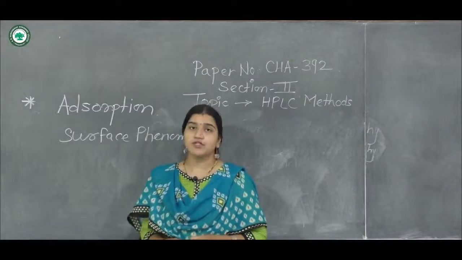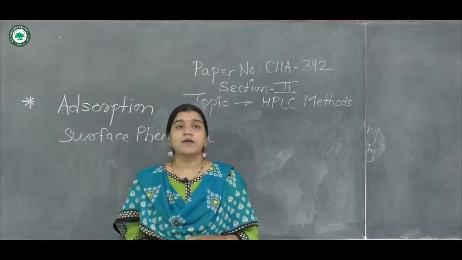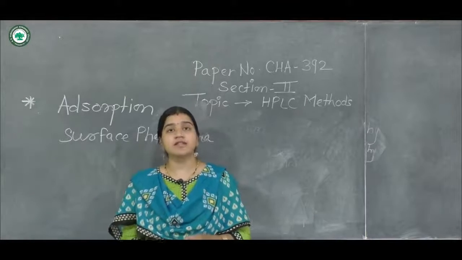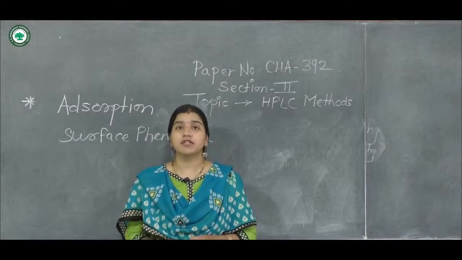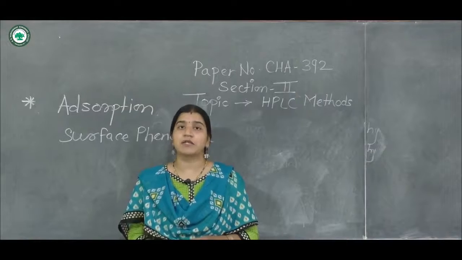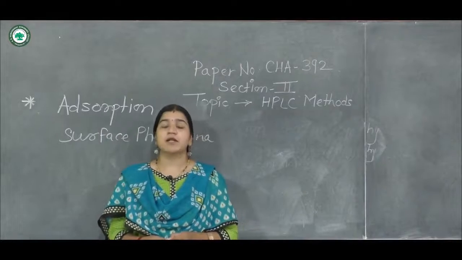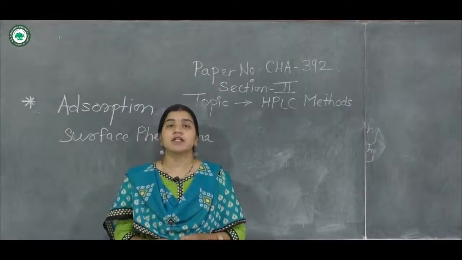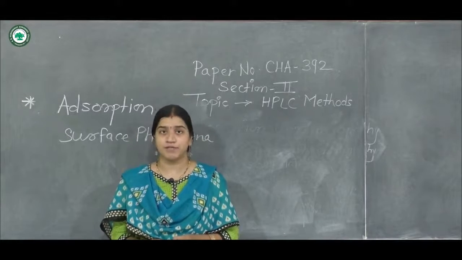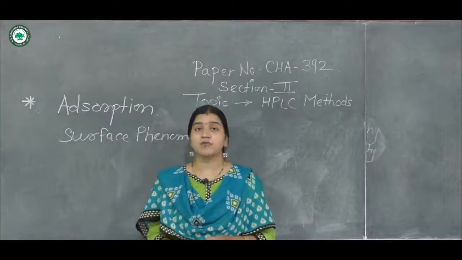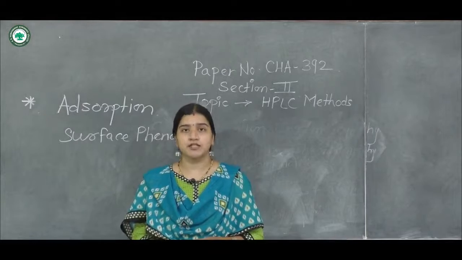In case of adsorption chromatography, you have to concentrate on the adsorbate-adsorbent interaction. What is the result of the interaction between the adsorbate and adsorbent? Depending on that, the separation of the analyte takes place in adsorption chromatography. HPLC methods are basically divided into two types. The first one is normal phase HPLC and the second one is reverse phase HPLC. As far as adsorption chromatography is concerned, it is also known as normal phase HPLC.